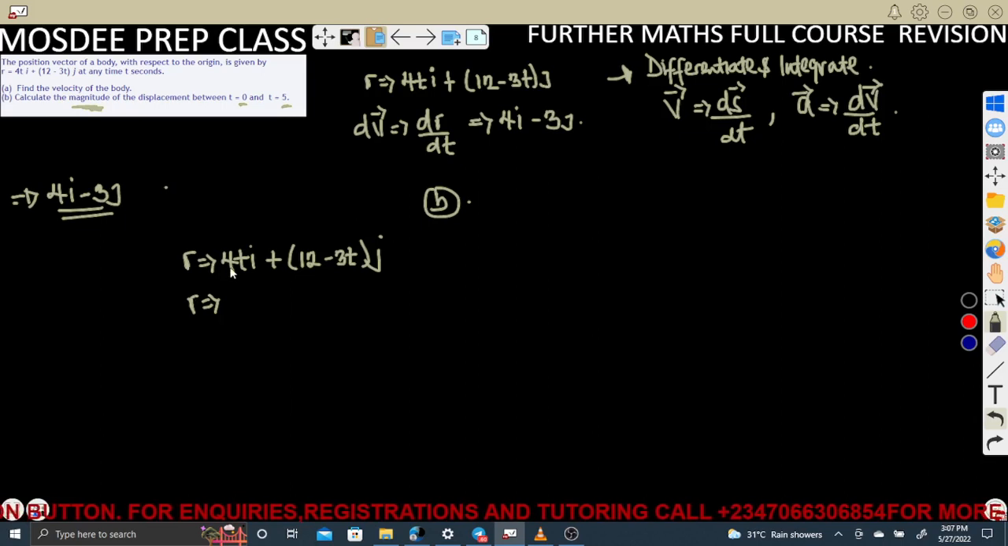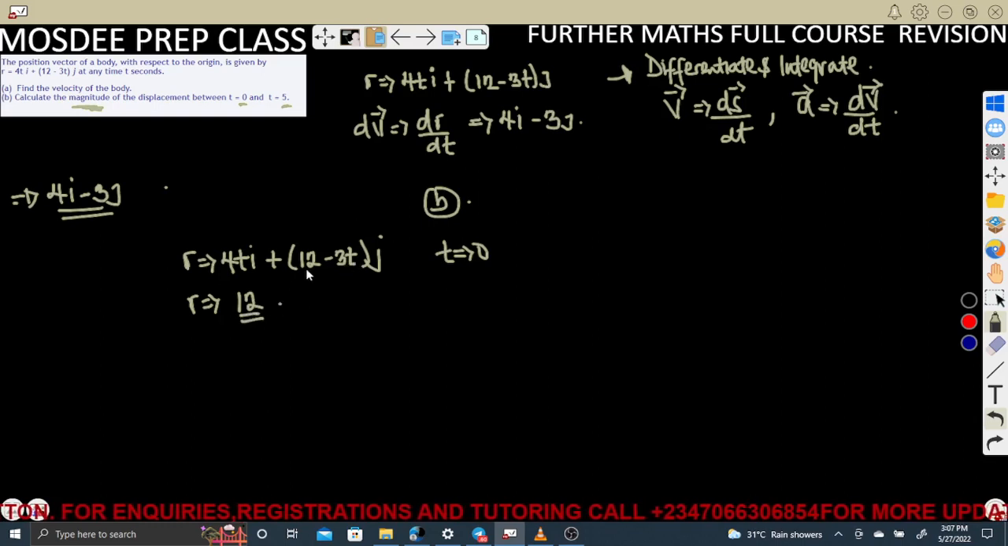So here we can say this is when I substitute. The first one is when t is equal to 0. I'm not going to waste time. Everybody knows this part is going to get cancelled out. If we do that, we are going to get r equals 12. I have substituted t equals 0. 12 minus 0, that's 12, and that is why I'm writing 12.